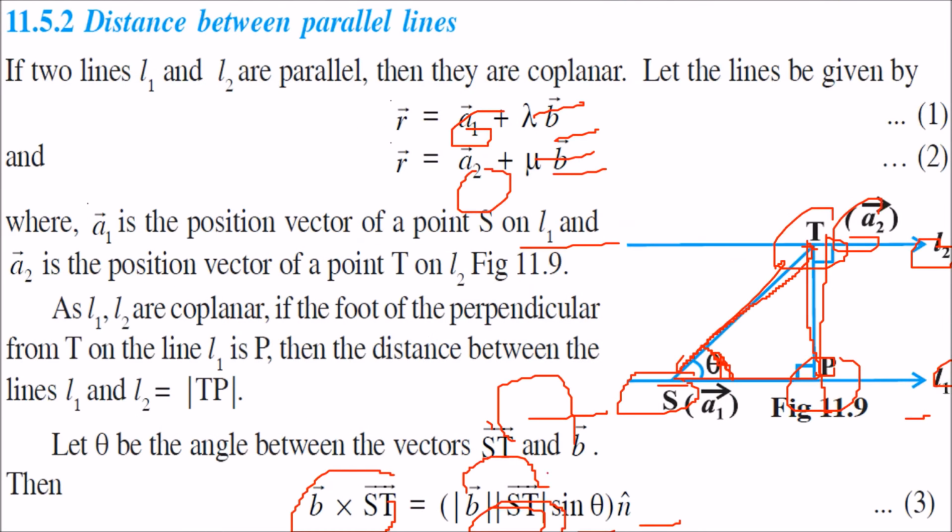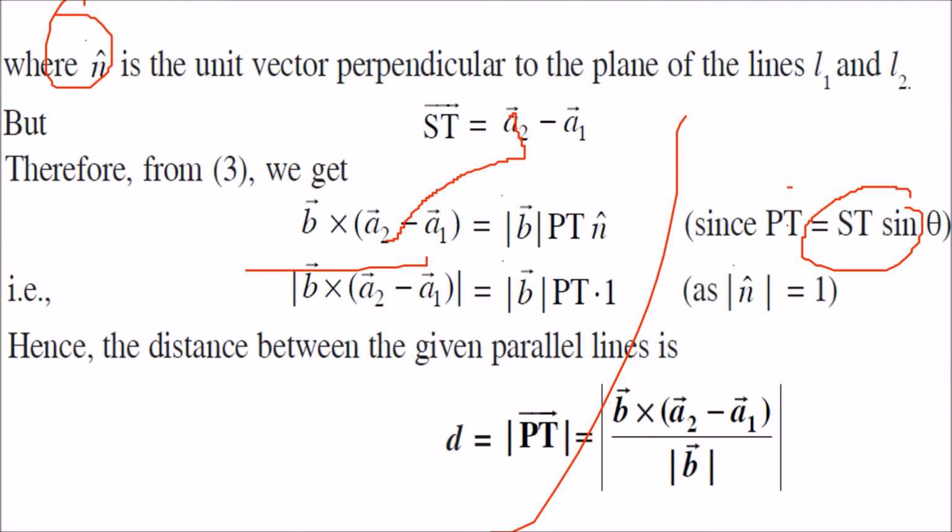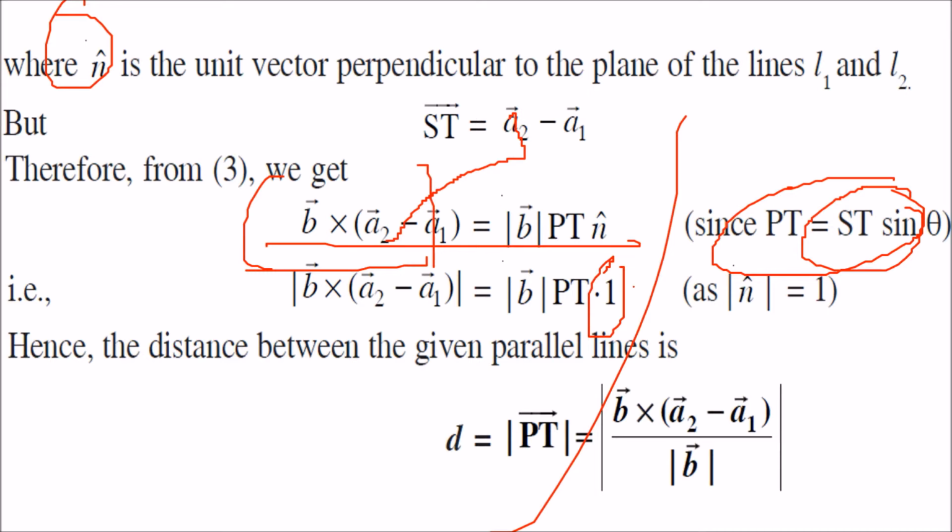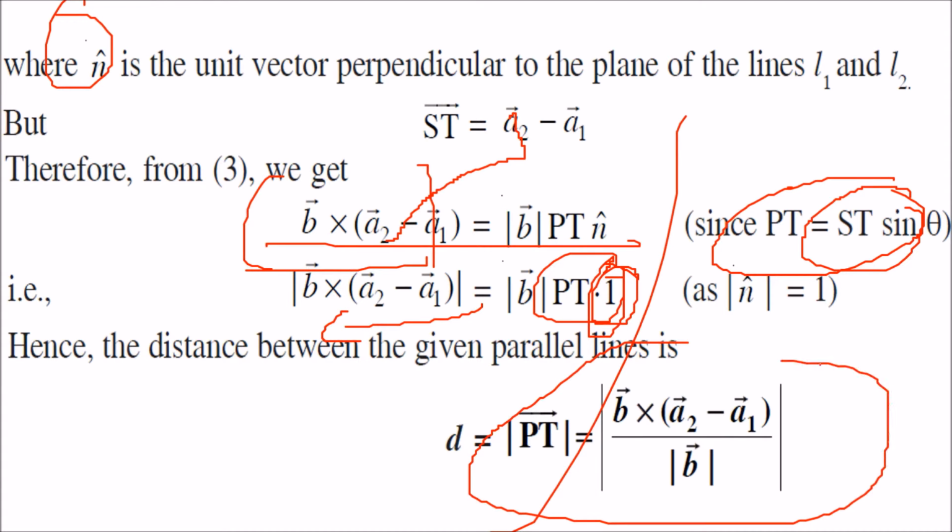See, what is this TP? TP is nothing but this sin theta. Okay, sin theta is perpendicular by hypotenuse. This is perpendicular and this is hypotenuse. So just place it, you will get the value of PT also as ST sin theta. You can just directly place it there. And this n cap, of course, if you take the magnitude of both sides, you get n cap as 1. So what you get? PT, which is the actual distance, divided by B here. So this will be B cross A2 minus A1 by mod of B.